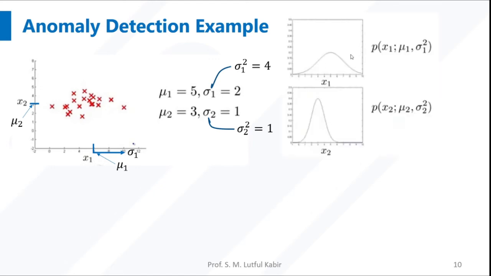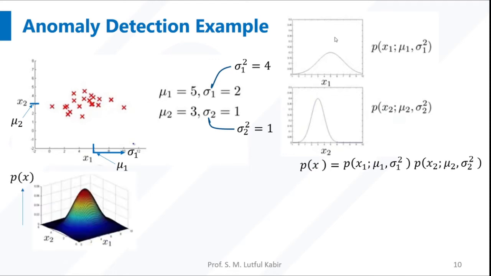So if you plot the individual probability with respect to x1 and another probability with respect to x2, the mean value is 5 and the width is wider than the other one. So your width is 2. In this case, the width is 1 and the mean value is 3. So this will be a sharper case and this will be a flatter case. So if you multiply these together, you will get the total probability. So p(x) is nothing but the multiplication of the individual probabilities.